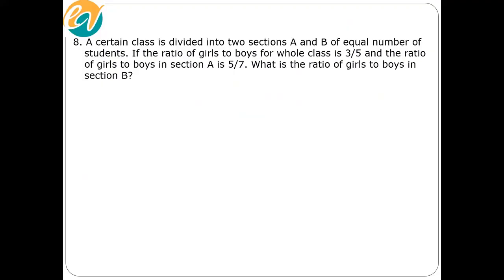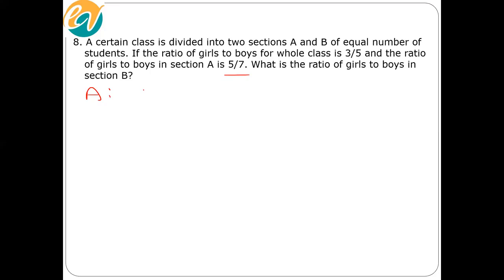Not easy. A certain class is divided into two sections, A and B. This will be considered a hard question on GMAT, official question again. Two sections A and B of equal number of students. If the ratio of girls is to boys for the whole class is 3:5, and the ratio of girls is to boys in section A. So again, since we are given the ratio of boys is to girls in section A is 5:7, so in section A, what would we start with?